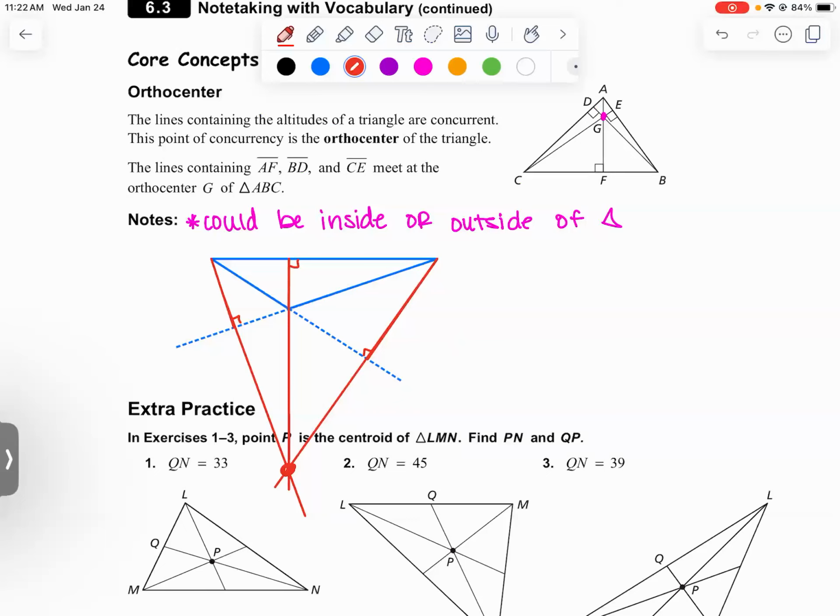Wait, can we do the practice? Yeah. So pages 8 and 9 are your homework.